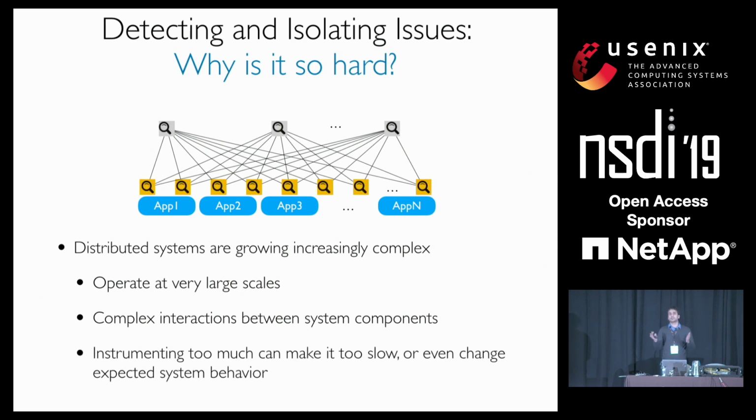And finally, because all these systems have so many different system components, if you try and instrument each of the different system components in order to figure out when a particular issue occurs, this can have unforeseen consequences. For instance, you might end up having unreasonably high performance overheads, or you might end up essentially changing the behavior of the system itself.